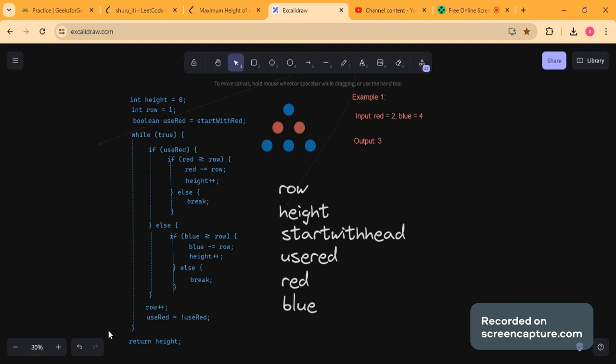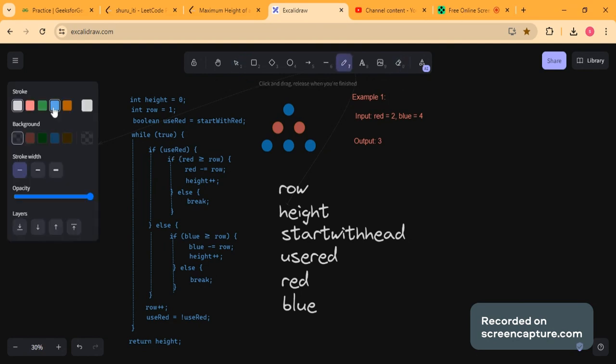While true, because this whole condition will have to run, that's why we have used this while true. Now, if use red is true, it means we are using the first row as red. Initially, what was the value of row? Row is 1. What is the value of height? Height is 0. Start with head. First we are exploring the case when the first ball in the first row is red.